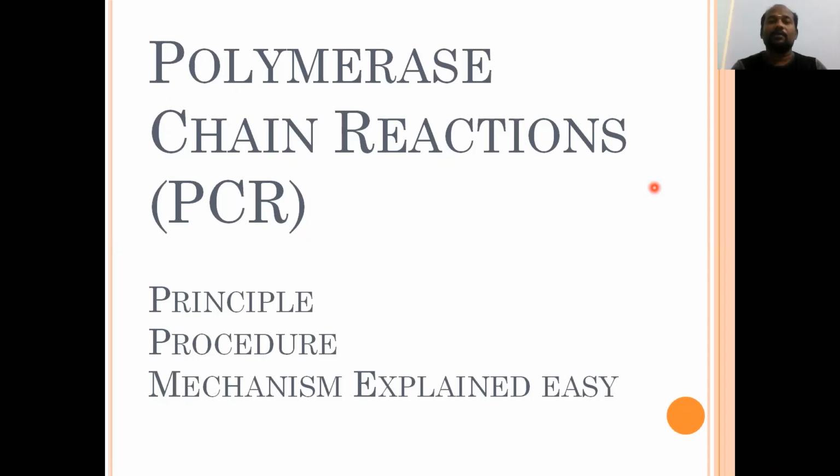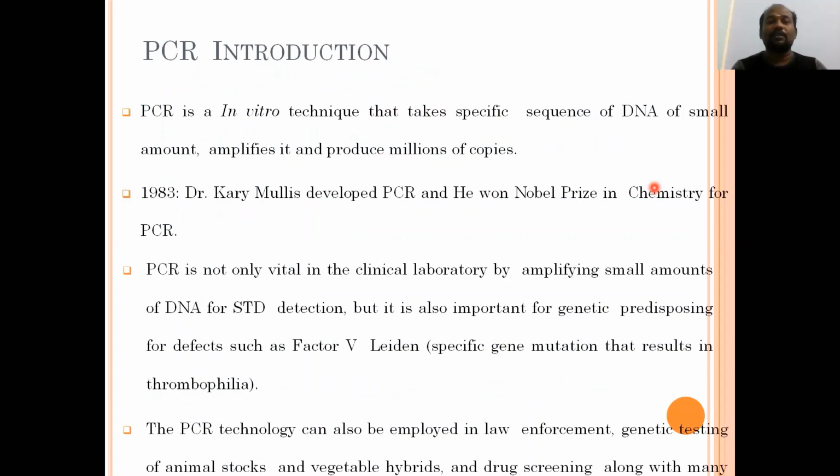I would like to explain the polymerase chain reaction, PCR. PCR is an in vitro technique that takes a specific sequence of DNA of small amount, amplifies it and produces millions of copies. So it can be compared with a photocopier machine or Xerox machine. The PCR can make millions of copies, and in the same manner the photocopier or Xerox machine also makes a number of photocopies.